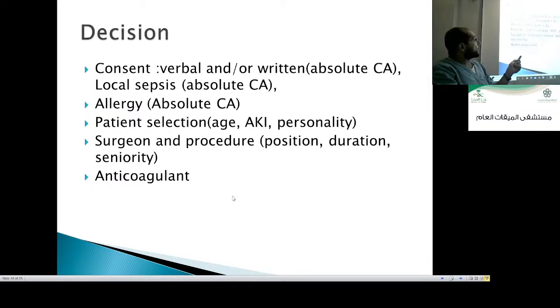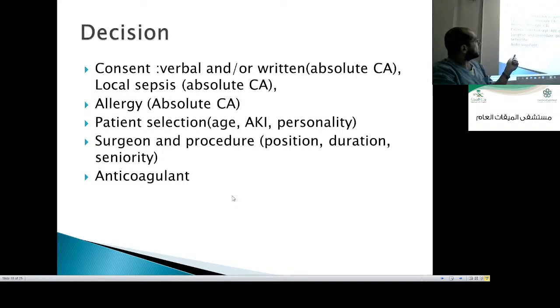Local sepsis is an absolute contraindication. If we have sepsis, an abscess or pus in the place where we put our needle, it's an absolute contraindication. If there is a history of allergy, where the patient told you that he had spinal anesthesia or a regional block and experienced a toxicity or an allergy from these drugs, it's better to avoid it.